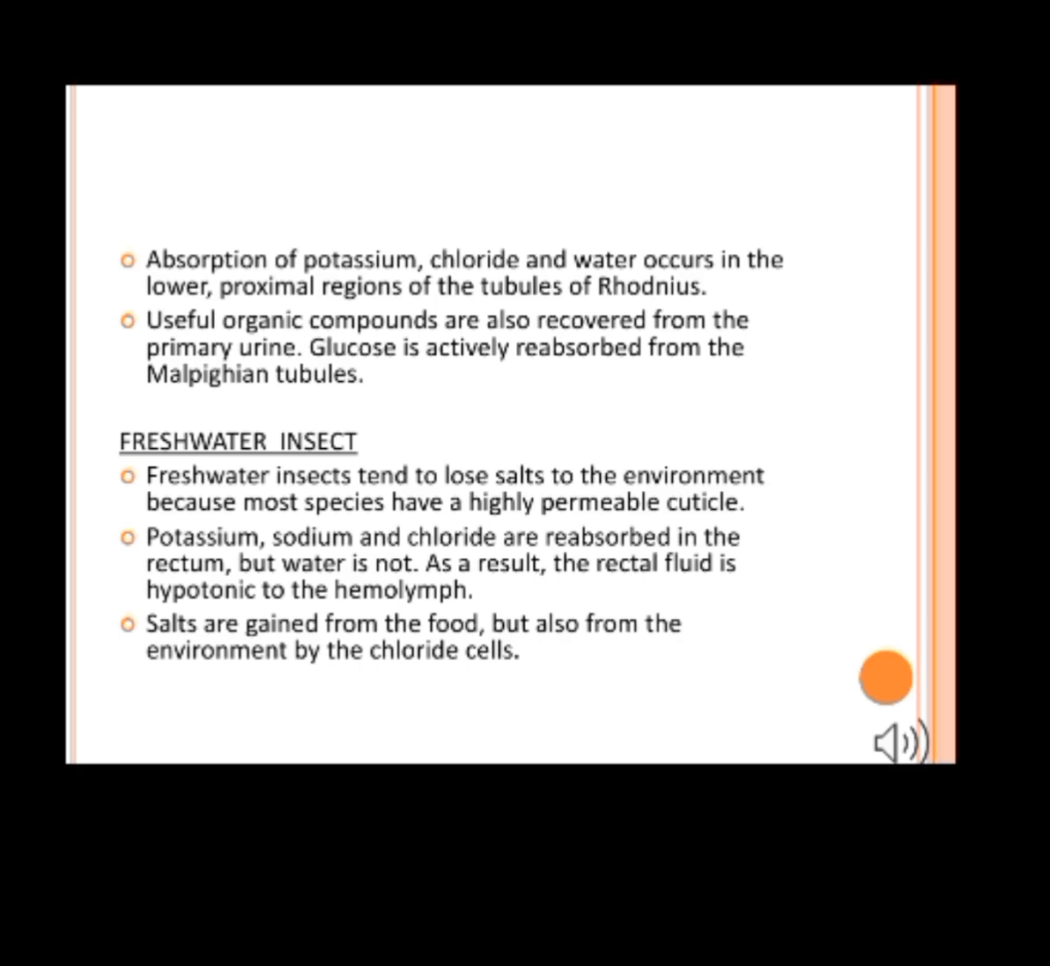Now, ion absorption in freshwater insects. Freshwater insects tend to lose salt to the environment because of their highly permeable cuticle. Potassium, sodium and chloride are reabsorbed in the rectum. As a result, the rectal fluid is hypotonic to the hemolymph. Salts are gained from the food, but also from the chloride cells through the environment.